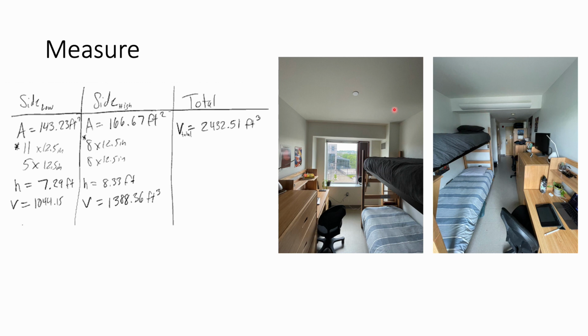But so I measured the thin hallway in the front first, and then idealized the other section to be a cube. So I added both of these volumes together for a total of 2,432.51 feet cubed.